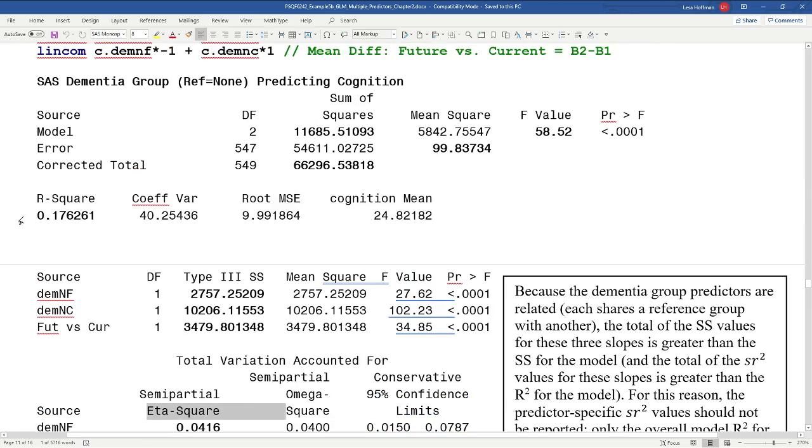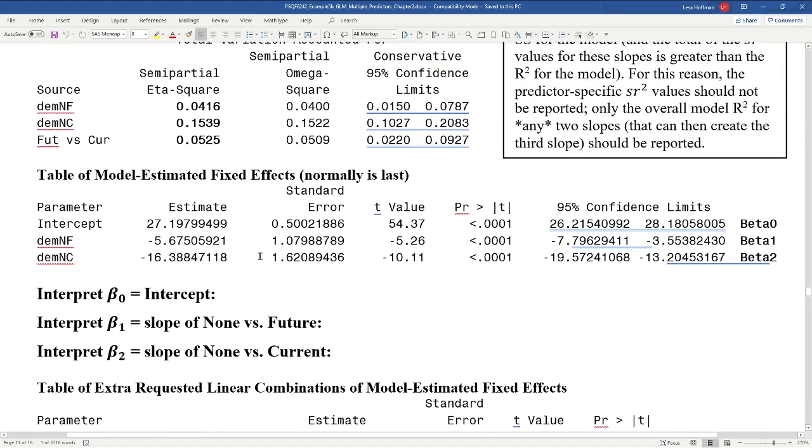But we do have this value right here, which is what we would get if we were to combine these two slopes and ask for their joint effect size. It works out to be the model R-square in this case because that's all we have in the model. In terms of the solution, the intercept, 27, is the expected cognition score for somebody in the none group specifically because that's when these two slopes are coded, the predictors for them are coded 0.